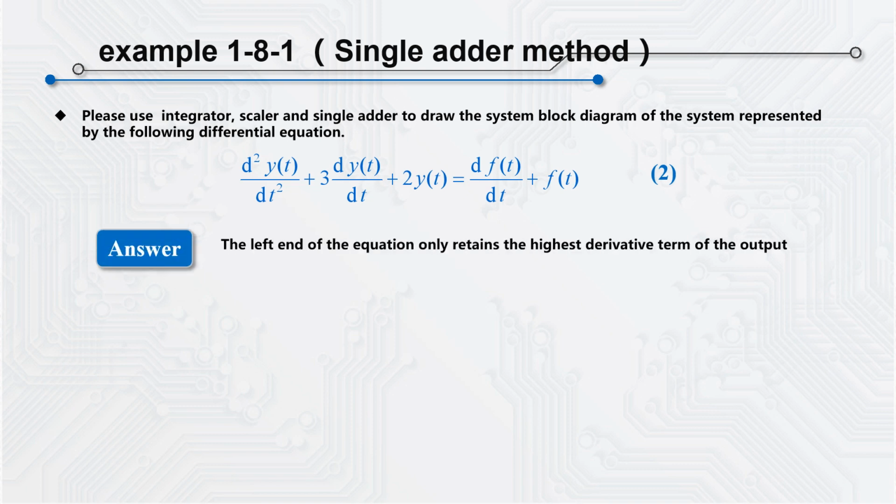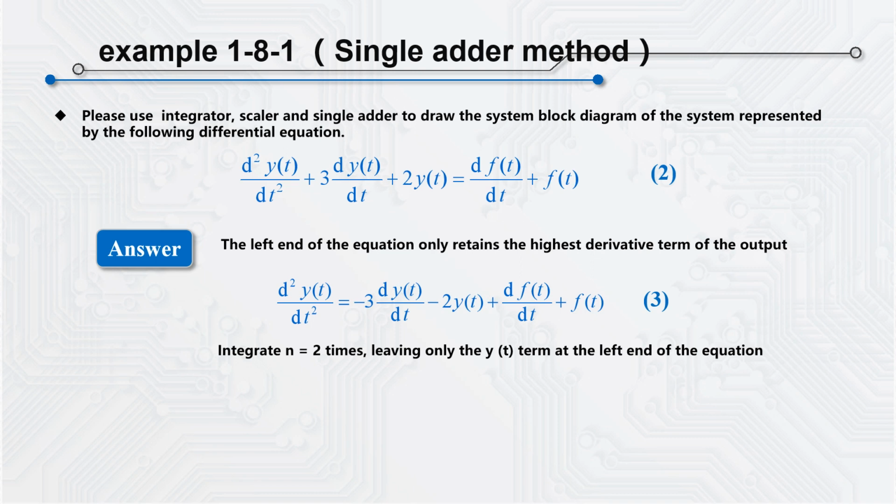First, keep only the highest derivative term of the output at the left end of equation. Since it is a second-order differential equation, we put d to the power of 2 times y(t) over d times the square of t to the left. The rest terms are placed to the right of the equation, so we get the formula 3.